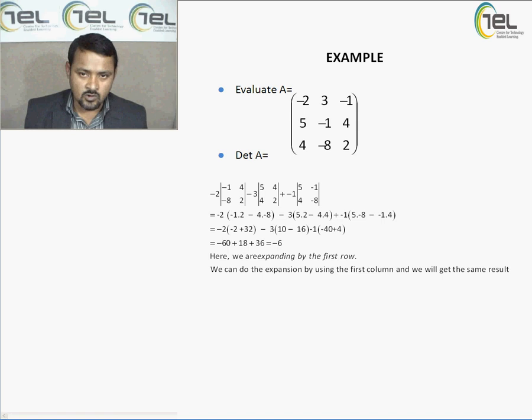Here, as I have already told you, we are expanding by the first row, so you can do the expansion by using the first column also, and we will still get the same result. So it doesn't matter really whether you are expanding by the first row or by the first column, you will follow the same principles. The first one is plus, the second one is minus, and the third one is again plus sign. If the number comes with a sign, then it will be multiplied with that sign.